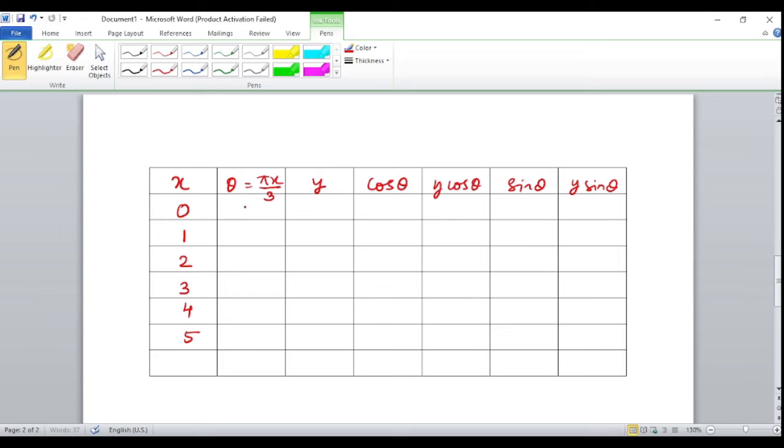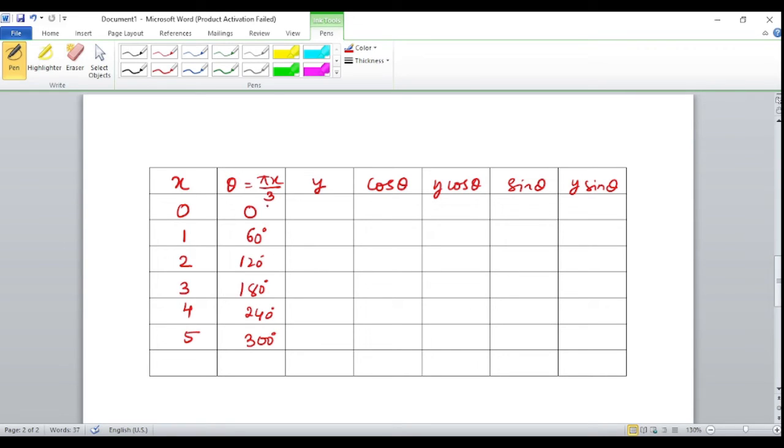Now theta becomes, substitute x equal to 0, this will become 0. Substitute x equal to 1, you will get pi by 3. Pi by 3 is 60, 2 pi by 3 is 120, 3 pi by 3 is 180, 4 pi by 3 is 240, and 5 pi by 3 is 300 degrees.